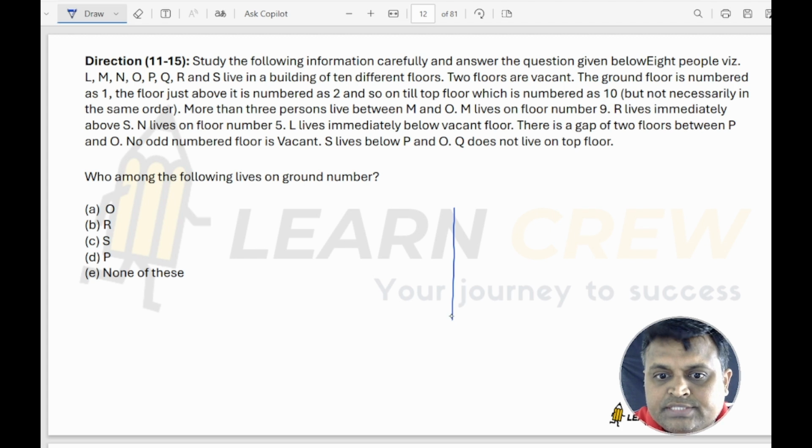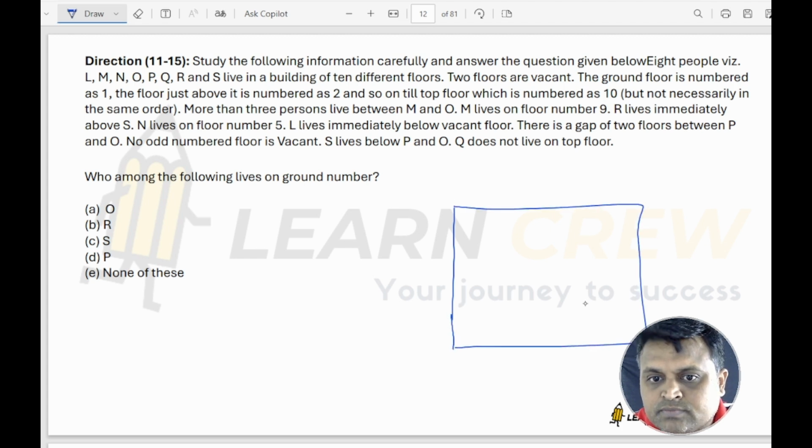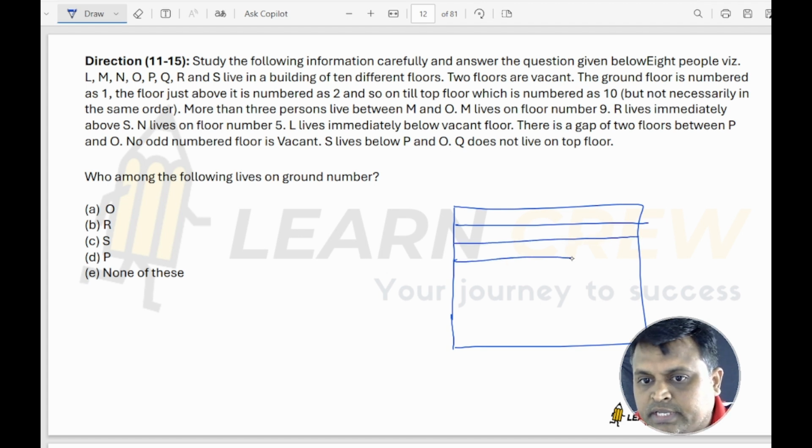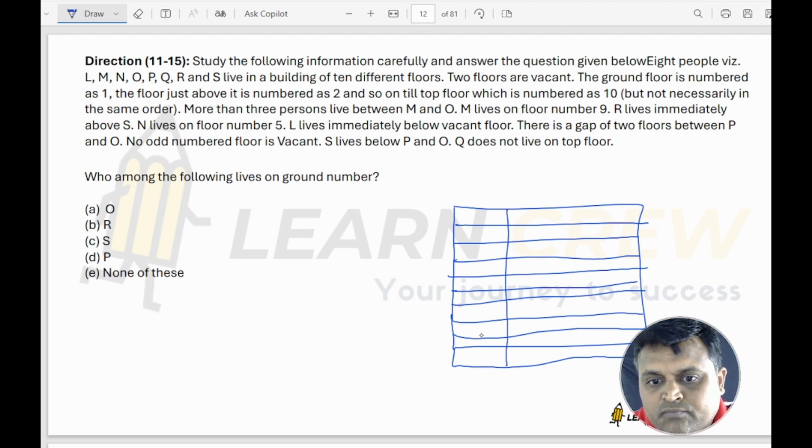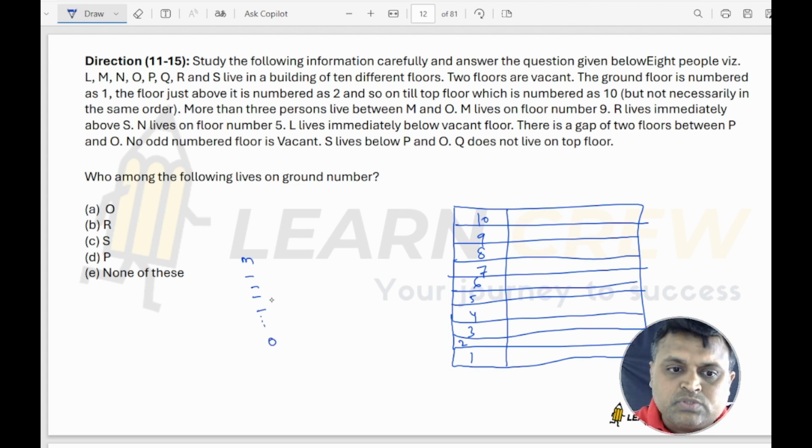So now we have to arrange the people on different floors. So 1, 2, 3, 4, 5, 6, 7, 8, 9 and 10. The ground floor is numbered 1. There are 10 floors. The floor just above is number 2 and so on, not necessarily in the same order. More than 3 persons live between M and O. So it can be more than 3, meaning 4 or more than that.